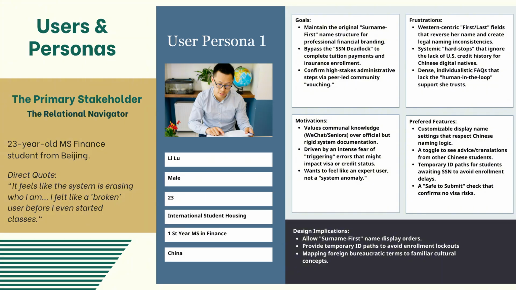For the preferred feature and design implication, I think what Lulu actually needs is conditional logic. If the system detects a user is accessing from an international IP or has international student visa status, it should automatically waive the SSN requirement. We call this error tolerance. The design should allow for the legitimate absence of data. Instead of stopping the user with an error message, the system should allow him to save his progress and update the information after he arrives in the US.